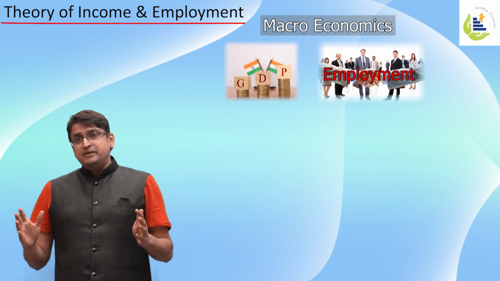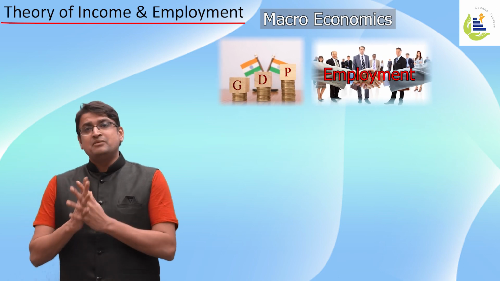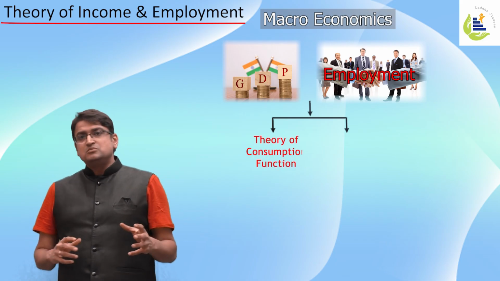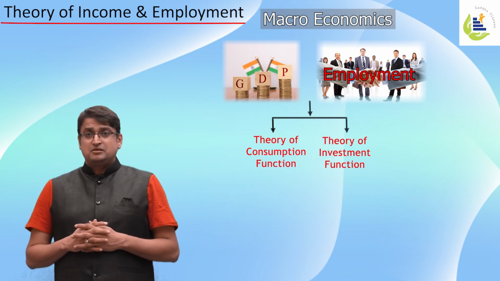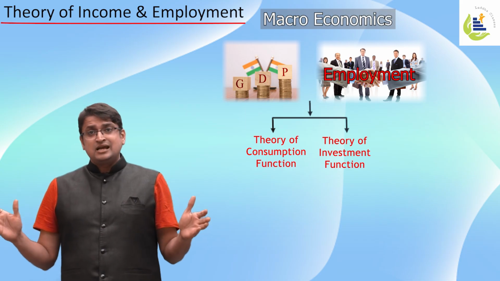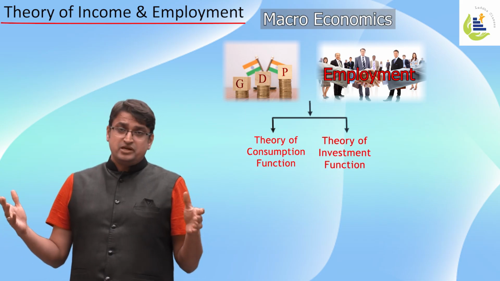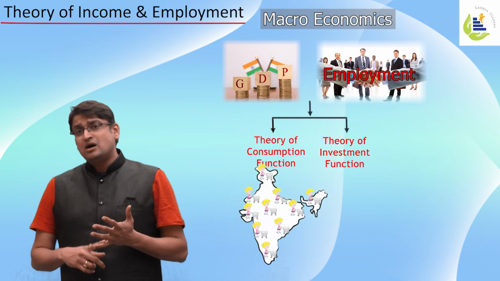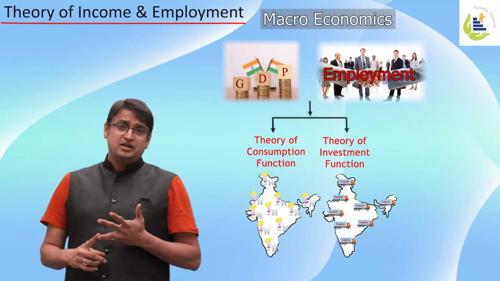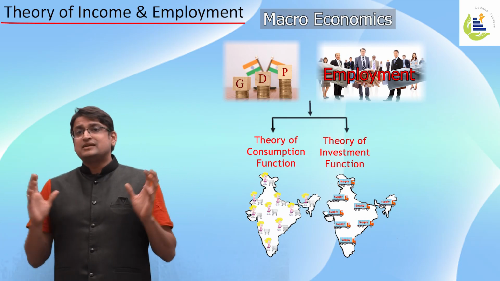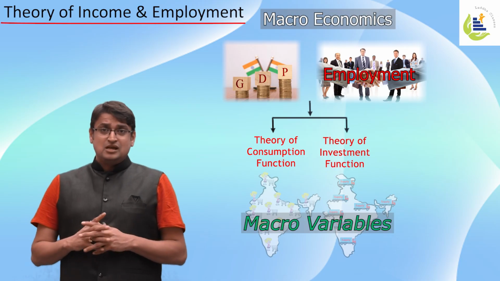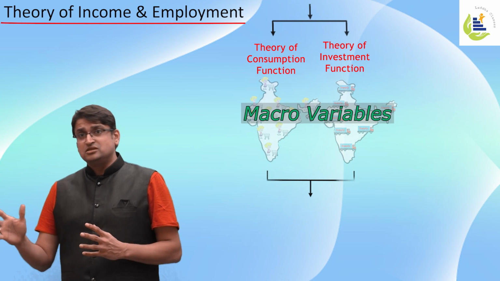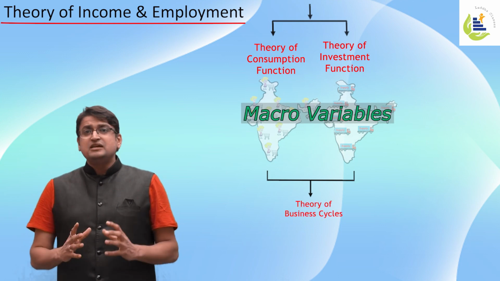In order to study this national income and employment theory, one must also understand the theory of consumption and theory of investment. In order to understand the theory of consumption and theory of investment, one naturally should go down to the level of aggregate demand, aggregate supply, aggregate investment. Once you start knowing those aggregates, those macro variables, you start automatically knowing a few of the reasons for fluctuations in the business cycle. Now this is a very important part.